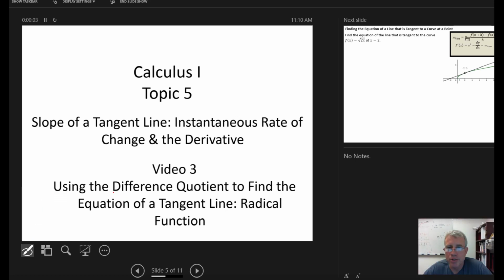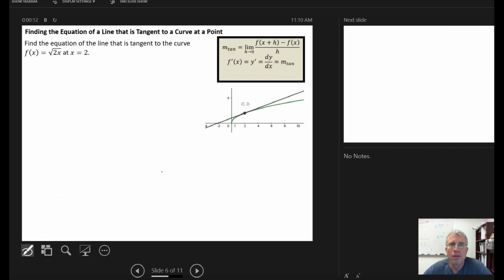So in this video, we're going to use the difference quotient to find the equation of a line that is tangent to a radical function. So it says find the equation of the line that is tangent to the curve f of x equals the square root of 2x when x is equal to 2.